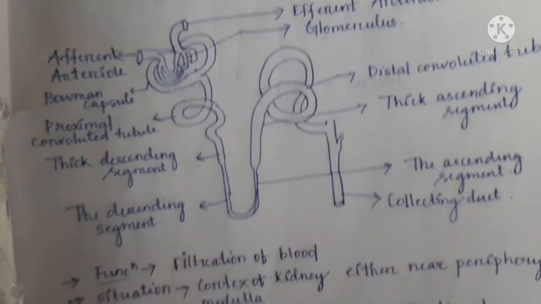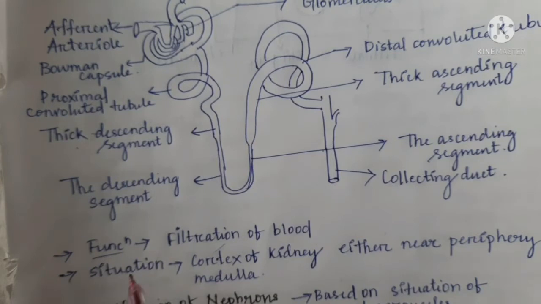Then come to the function of the renal corpuscle. Its function is to filtrate the blood. The situation of the renal corpuscle is the cortex of the kidney, either near the periphery or near the medulla.